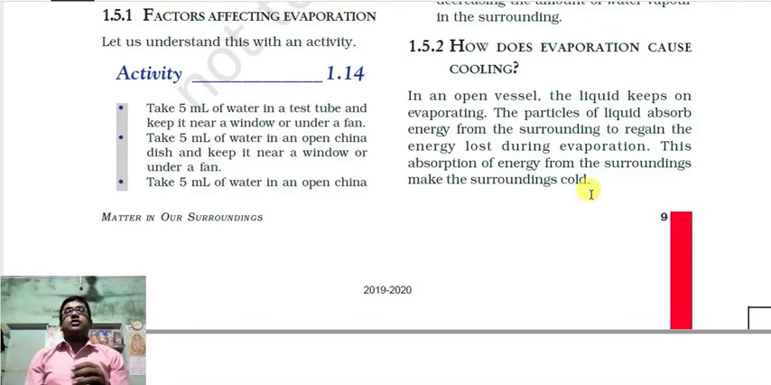Clear everyone? So what I have told, listen carefully. When a substance undergoes a change of state from liquid to vapor by the evaporation process, some latent heat is required for the change of state, which is taken from the surroundings, and for this reason the temperature of the surroundings decreases. In this way evaporation causes cooling. This is the main reason.